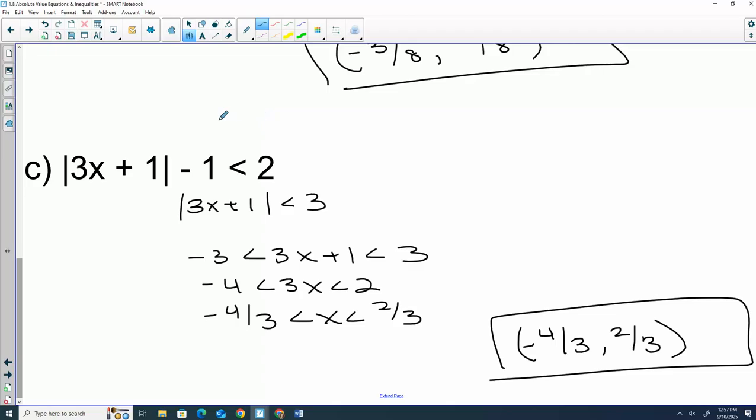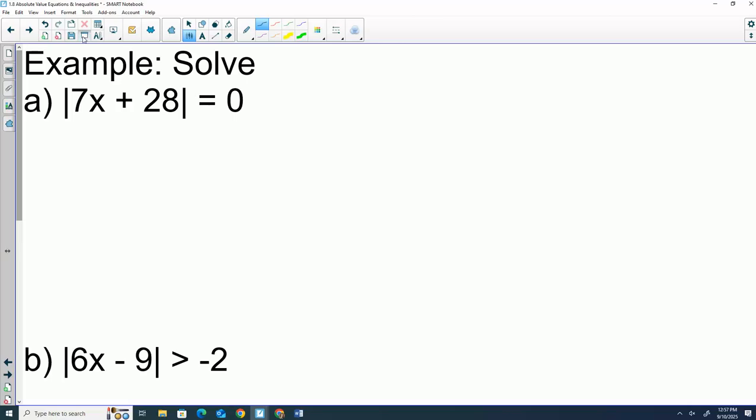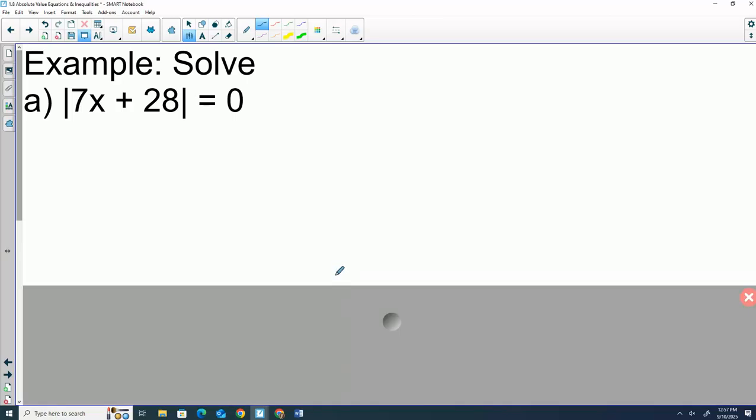Okay. I have one final slide I want to look at. These are just some special situations. What if I say the absolute value is equal to 0? We always set it equal to the positive and negative. Is there a positive and a -0? No. So we only have one equation to solve. So if it's equal to 0, you're only going to get one answer. So subtract my 28, divide by 7, and we just get -4.